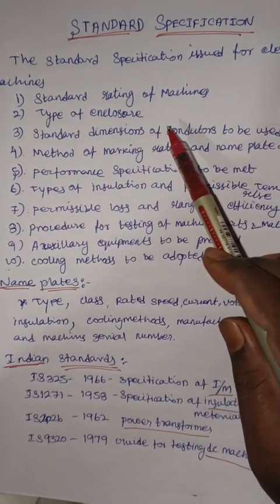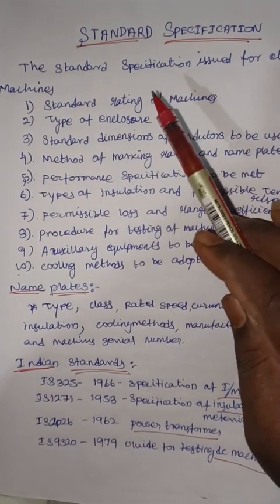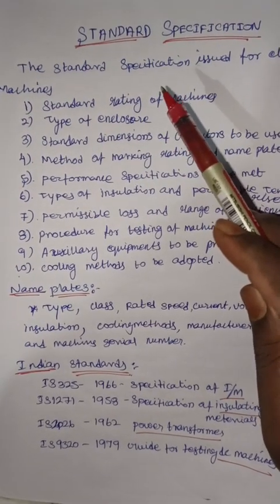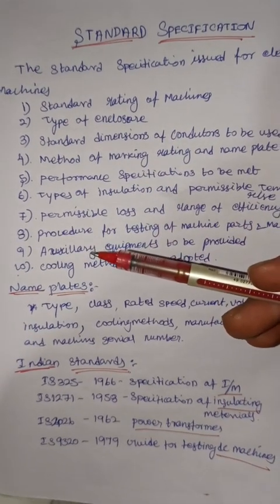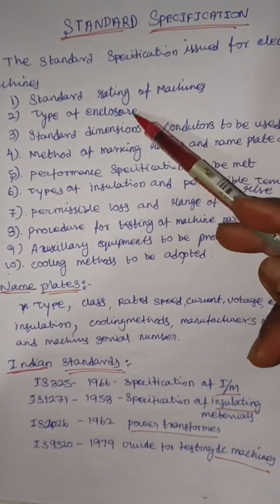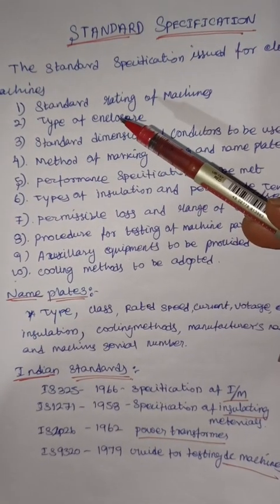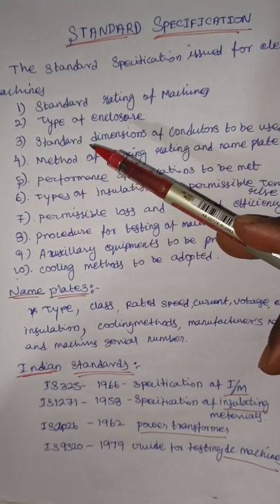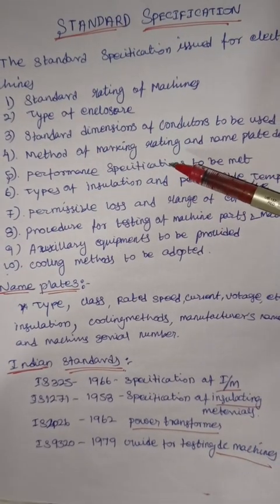Yes, students, today we are going to discuss the standard specification of electrical machine design. Normally, the standard specification, in the sense of manufacturing a machine, is provided in the Indian Standard. It includes all these factors: the standard rating of the machines, which we discussed in the last lecture, the type of enclosure, that is the outer parts, how the machine is enclosed, the yoke and all, the standard dimension and the conductors to be used.